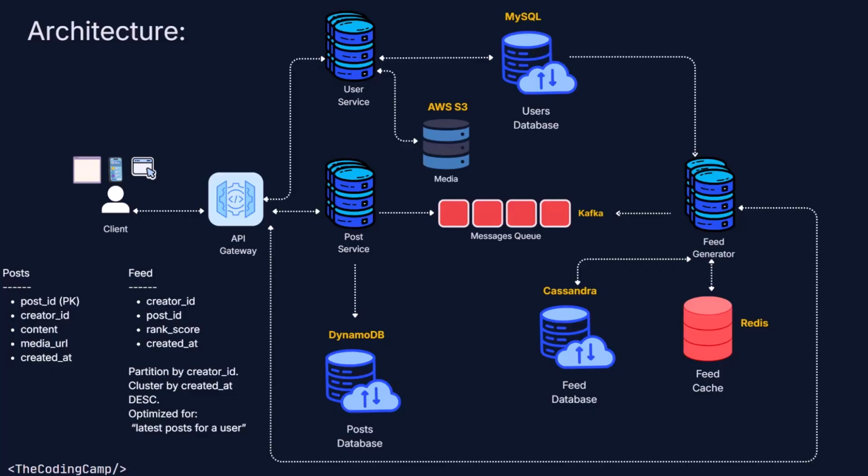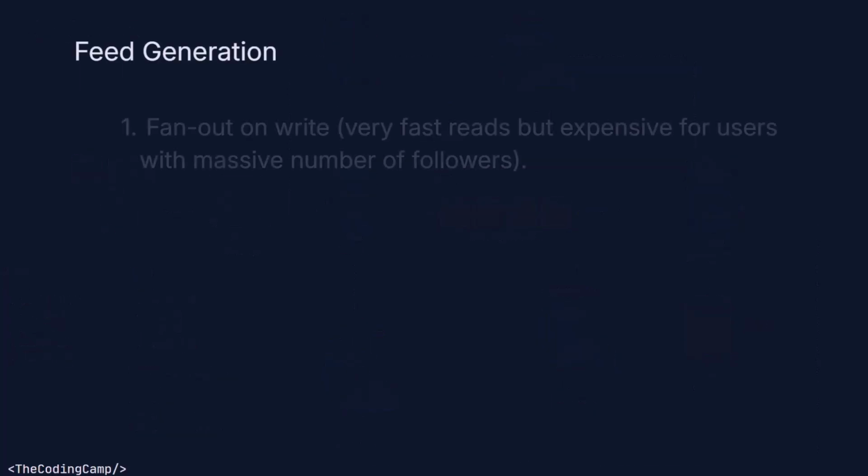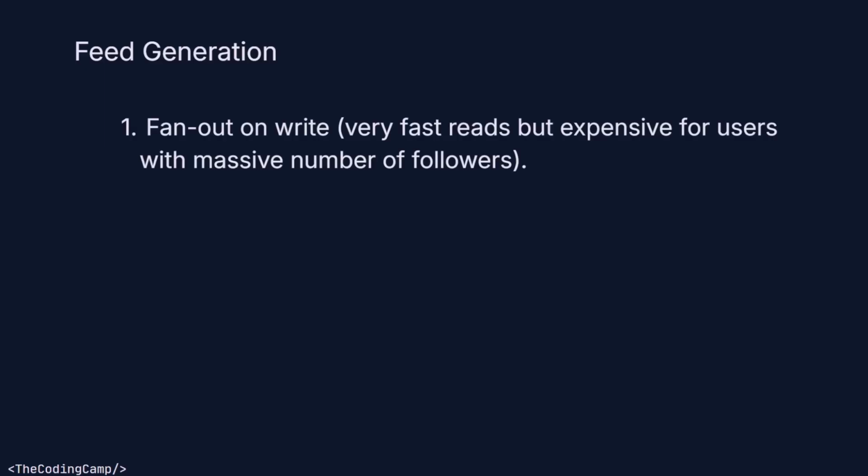For feed generation, there are 2 main approaches. Fan out on write, when a user posts, push post ID into followers feed cache. This results in extremely fast reads, but expensive for celebrities who have a massive number of followers.